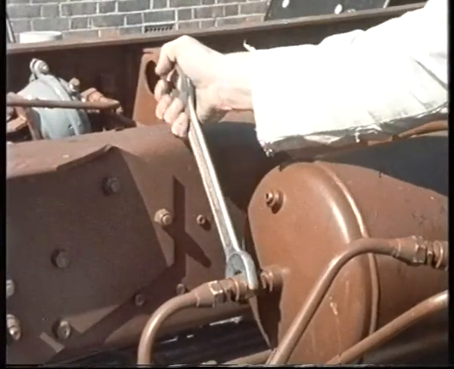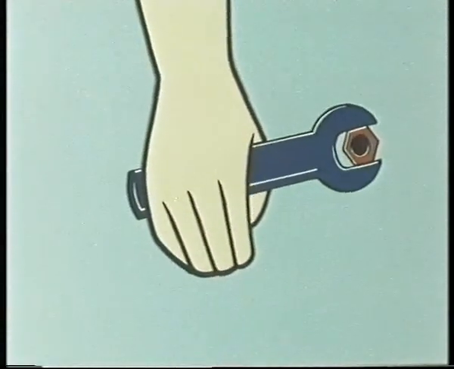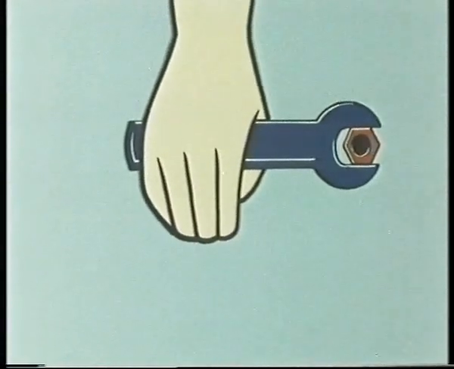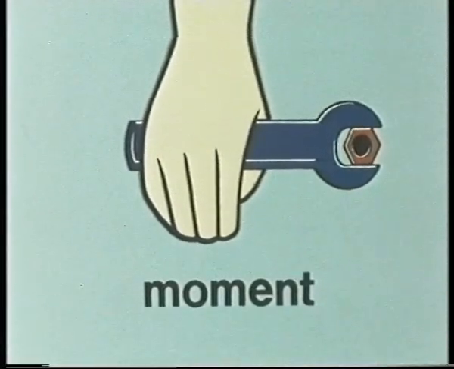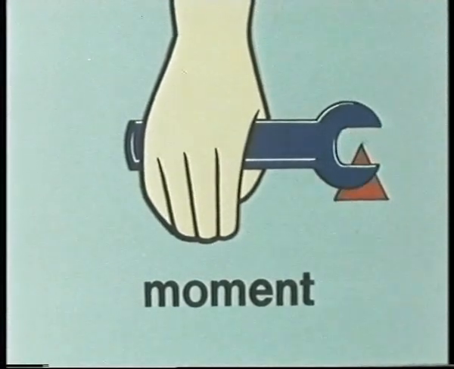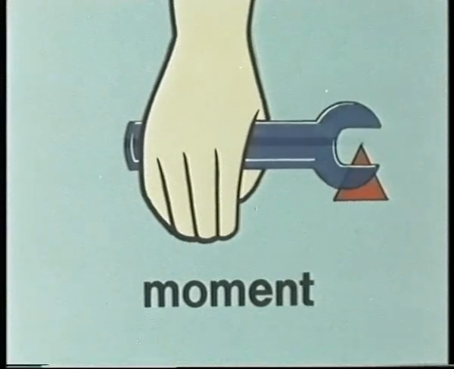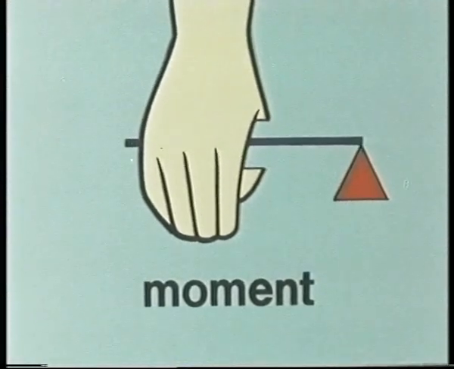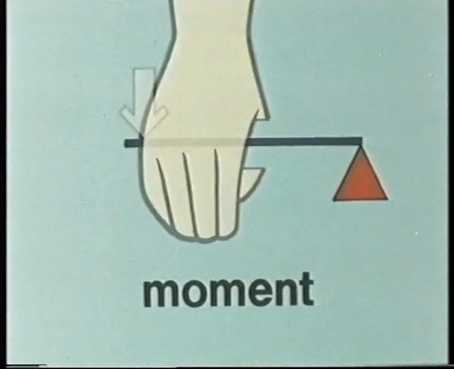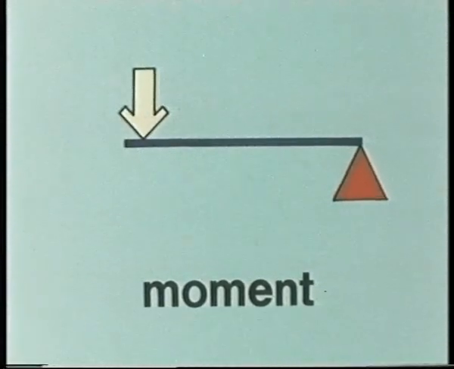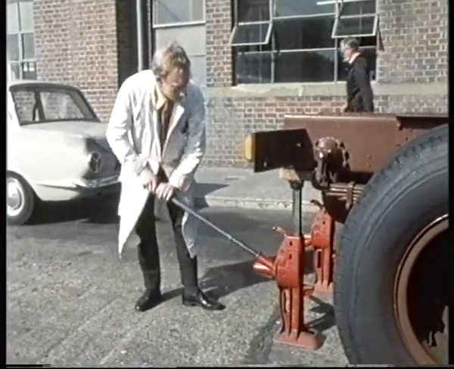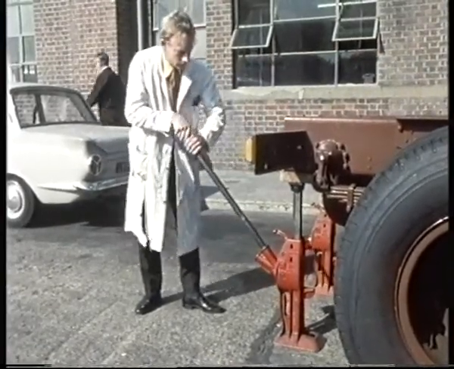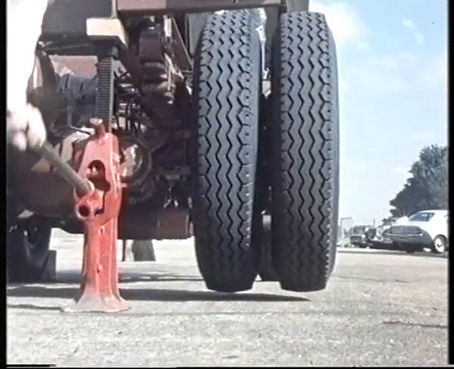Applying a spanner to a nut produces a turning effect. Engineers call this turning effect a moment. The turning point is at the centre of the nut. That's the pivot. The spanner provides a lever which enables you to apply a force at a distance from the pivot. By doing this, you can apply a much larger force somewhere else. It's this basic principle which enables one man to lift a lorry more than 10 times his own weight.